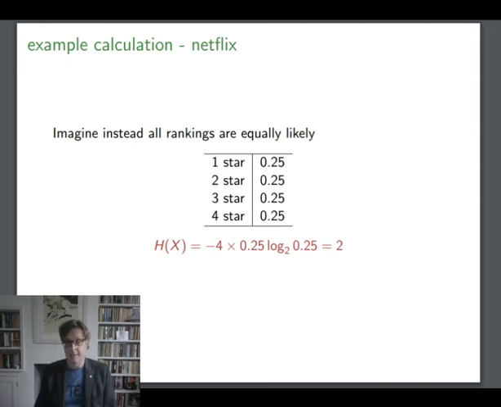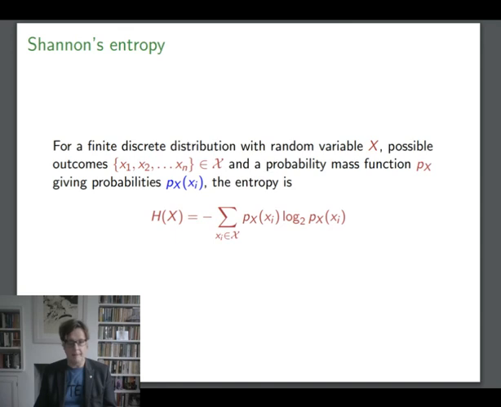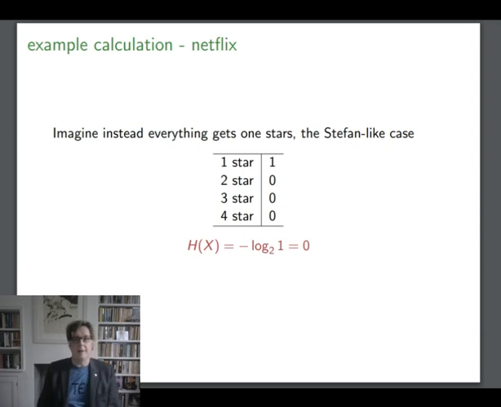And in that case, the terms, the p of xi log 2 of p of xi, well, we just get 4 of them the same. Each of them looks like 0.25 by the log of 0.25, and it's easy enough to see that that gives you 2, because the log of a quarter is minus 2, and 4 times 0.25 is 1. So in that case, the more informative case, Shannon's entropy has given us a larger value, which is kind of what we want. What about the Stefan-like case?